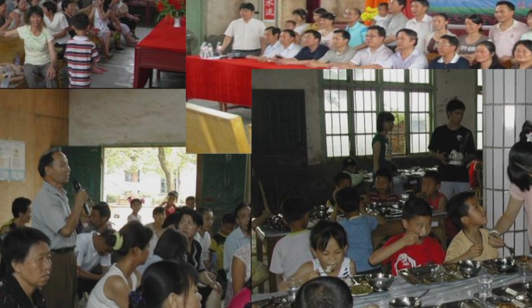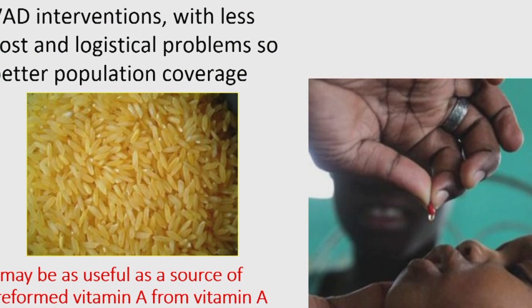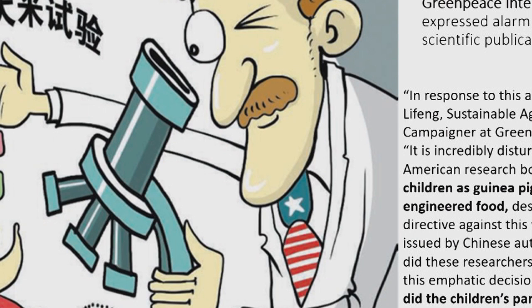let me just say that we did some work to find out whether golden rice works in China, and the results were that golden rice may be as useful as a source of vitamin A as preformed vitamin A from vitamin A capsules or eggs or milks. This is a quote from the paper that was produced. That allows us to say that 40 grams, less than the amount of golden rice in this Petri dish, which I'm holding in my hand, would save life and sight.